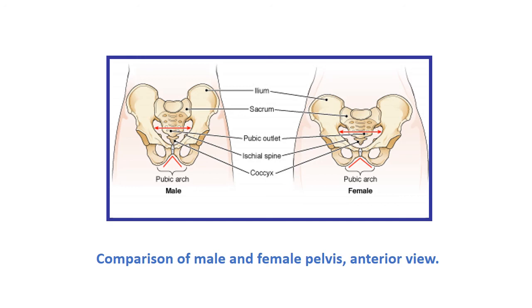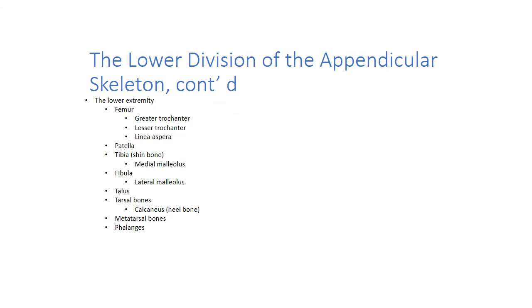The lower division of the appendicular skeleton is continued. We're going to talk about the lower extremity, and the largest and strongest bone in the body is the femur. The illustration talks about a couple of bone markings, the greater trochanter, the lesser trochanter, and so on. These are good to note, but it's nothing that you're going to be tested on. The patella is actually the kneecap.